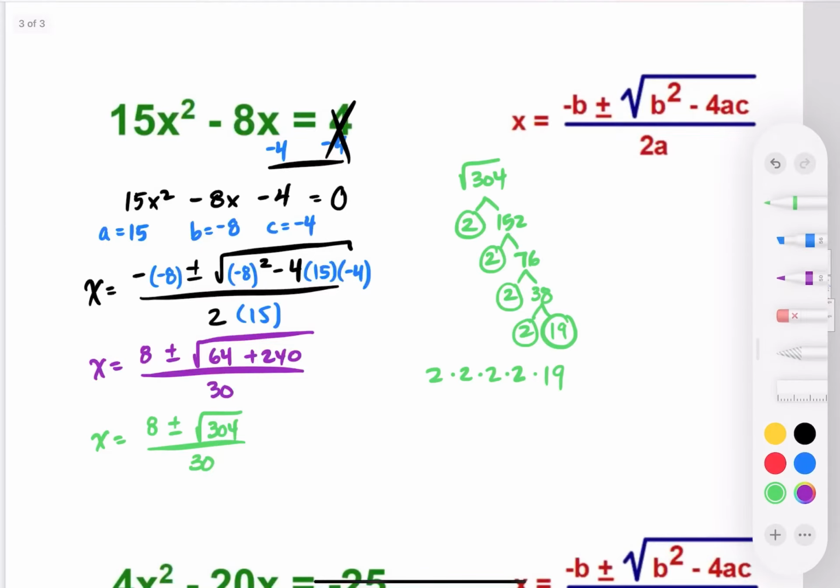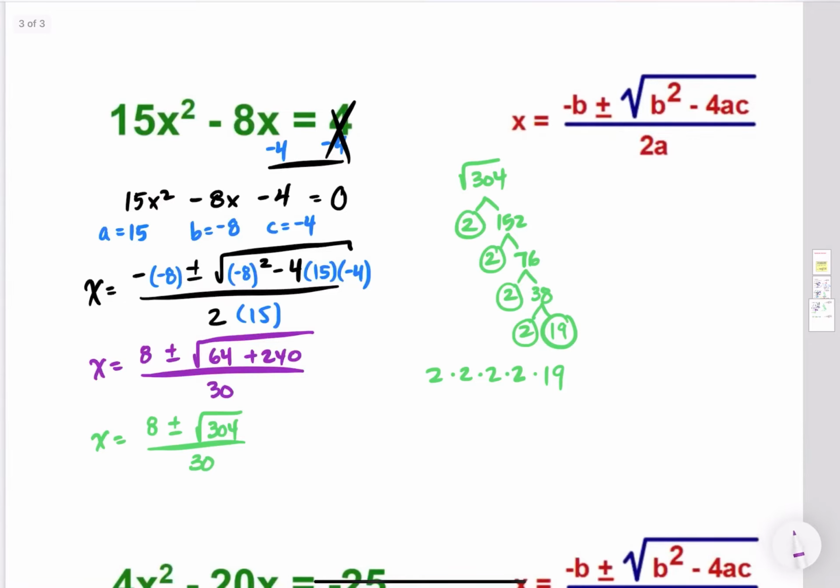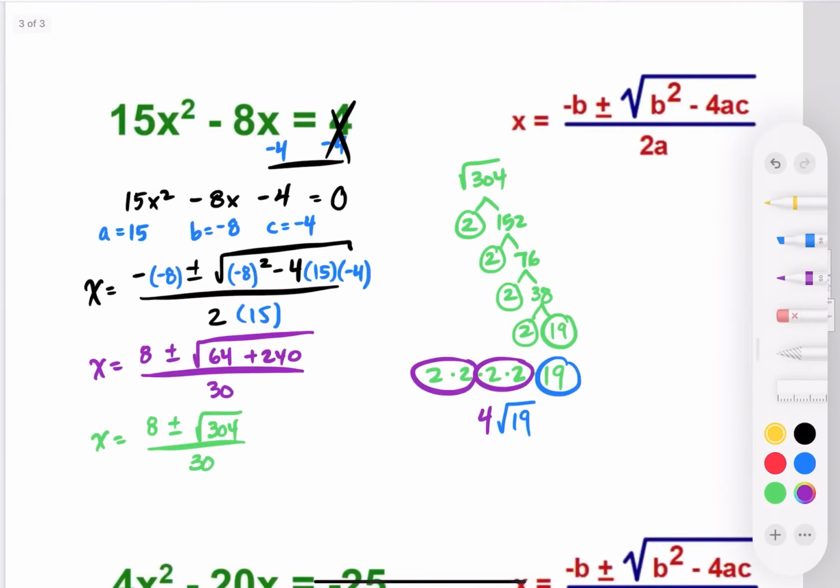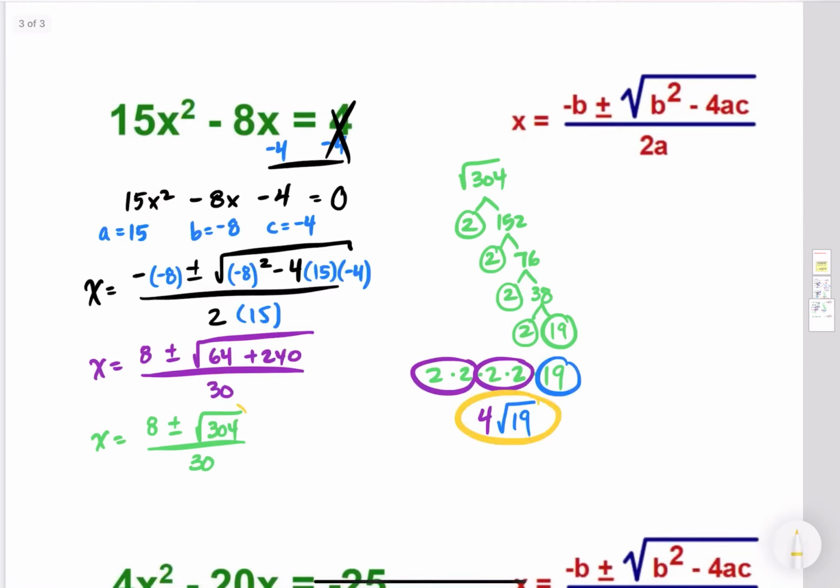And like before, we said that we're going to look for pairs. Well, I have a pair of 2's, and I have another pair of 2's. So when we have more than one pair, we're going to multiply those together. So 2 times 2 is going to give me 4. So I have 2 sets of 2, so 2 times 2 is 4. And whatever's left over, which is that 19, I'm going to put it right back inside that radical. So 4 root 19 is the same thing as root 304. So these two are the same.